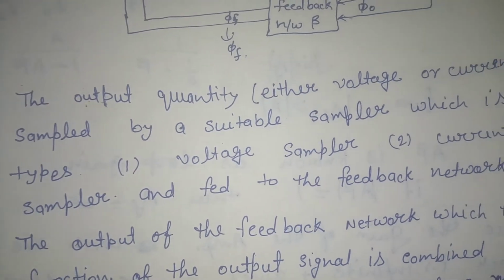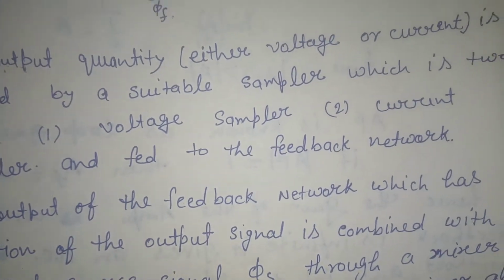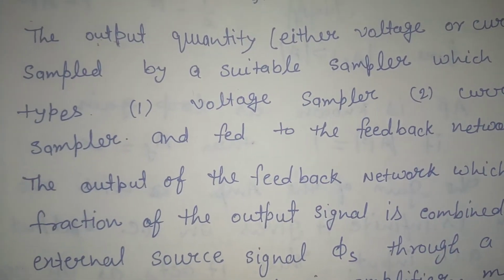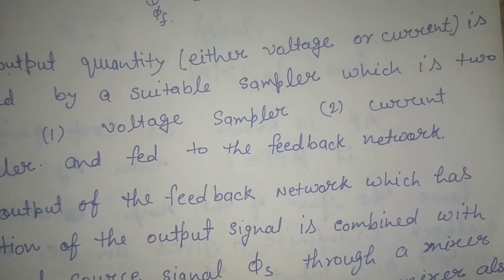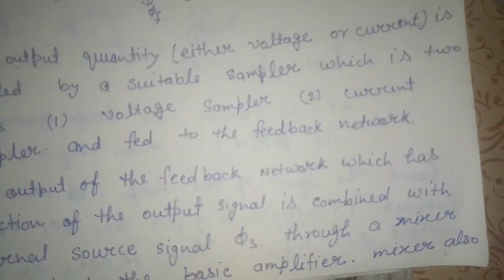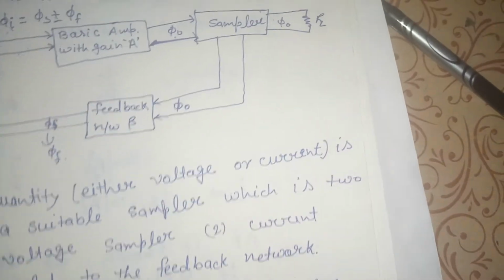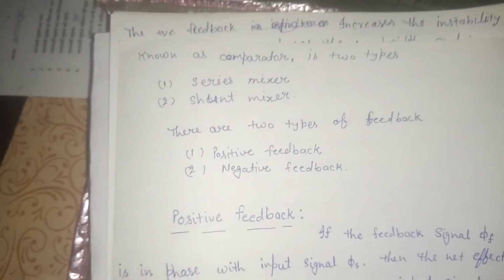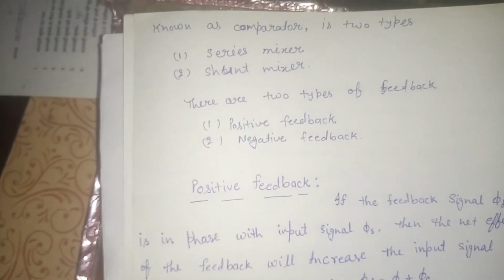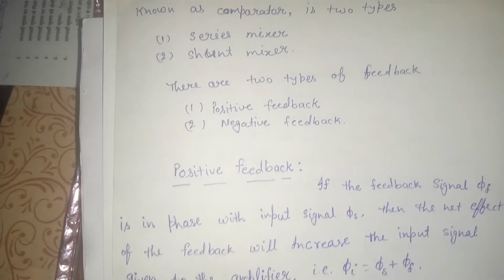The output of the feedback network, which has a fraction of the output signal, is combined with the external source signal Φs through a mixer and fed to the basic amplifier. The mixer is also known as two types: series mixer and shunt mixer. There are two types of feedback: positive feedback and negative feedback.